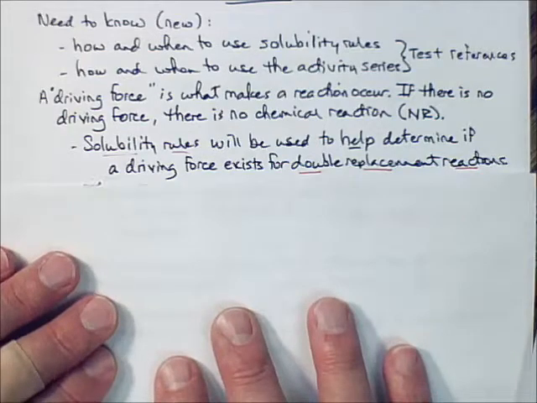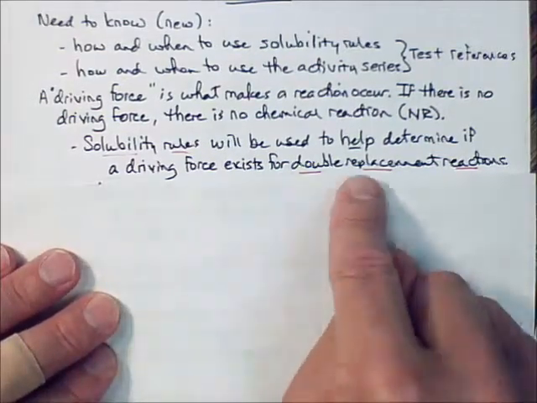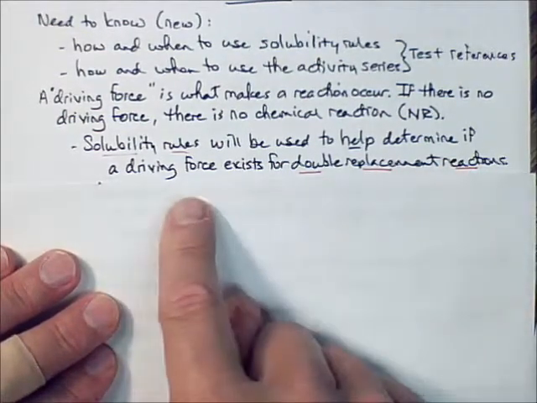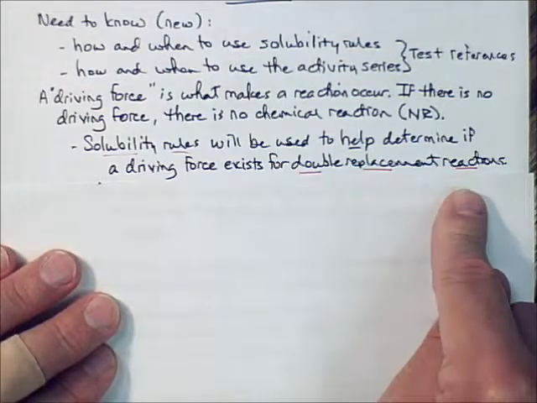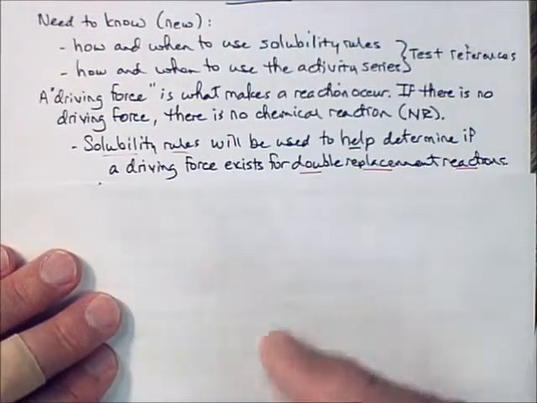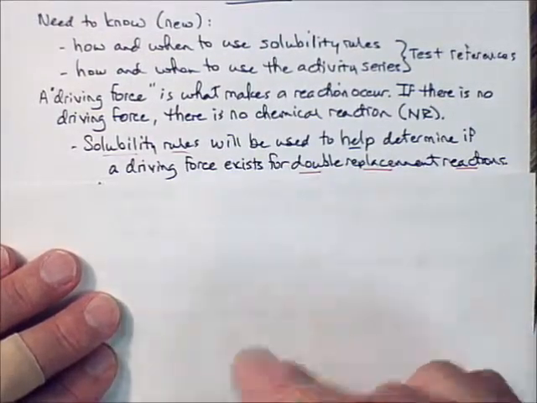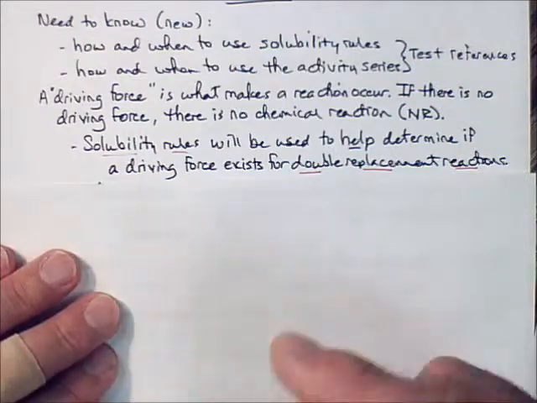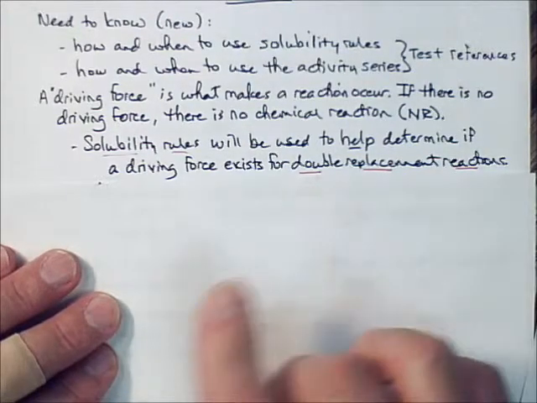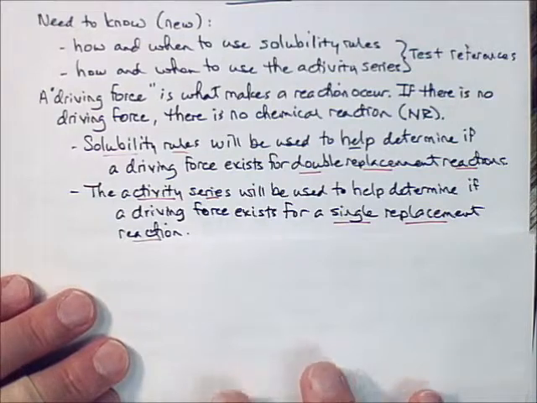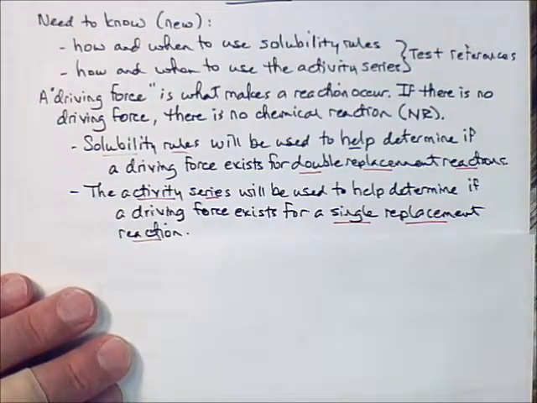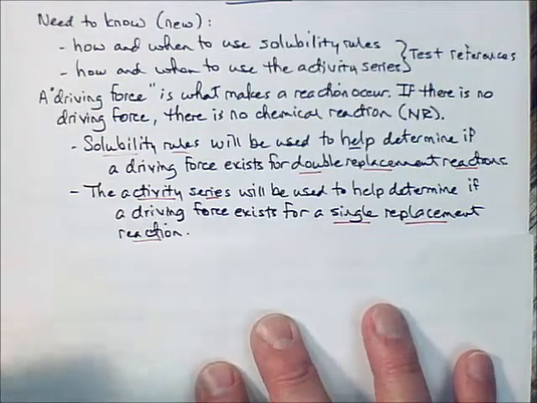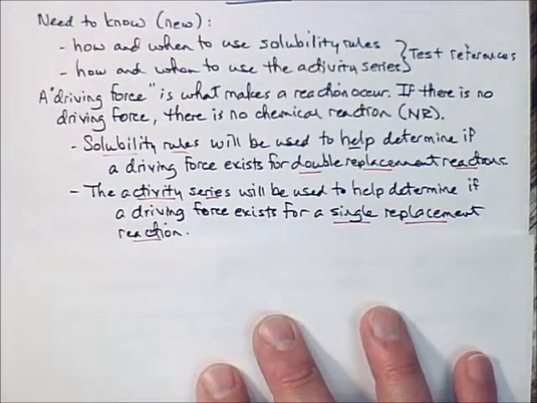All right, let's talk about solubility rules in the sense that these will be used to help determine if a driving force exists, only if it's a double replacement reaction. There are other things we're going to use for figuring out if there's a driving force, but solubility rules will be used as one of those helps. The activity series, on the other hand, is used to help determine if a driving force exists for a single replacement reaction.